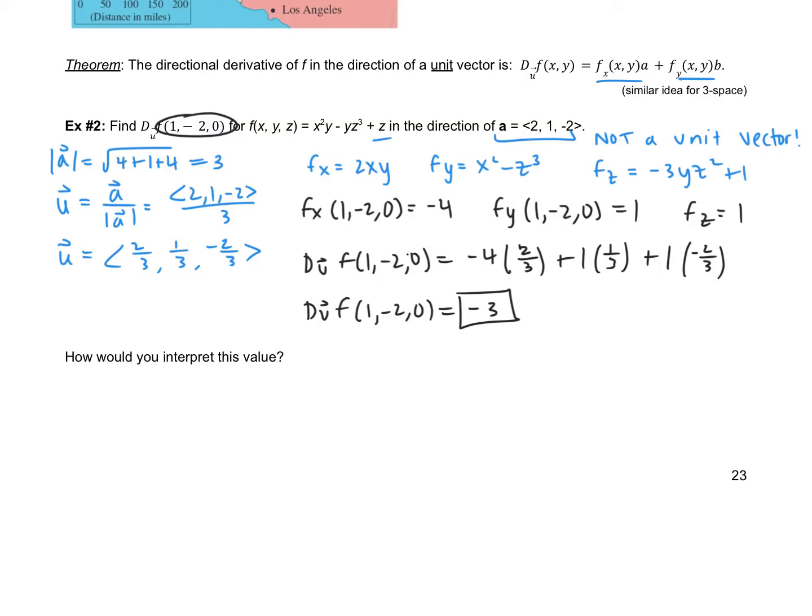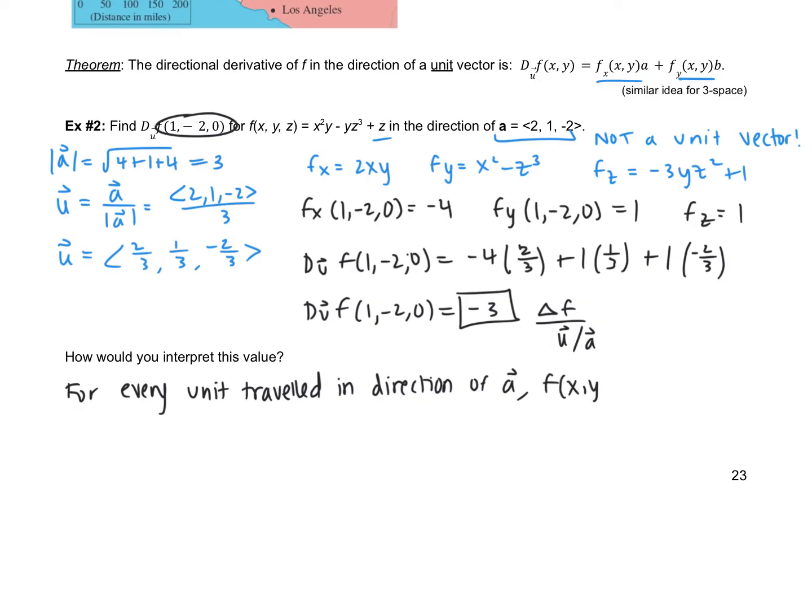Now, again, we need to know what this value means. So this is the change in f over u, or a. So for every unit traveled in the direction of our vector A, f of x, y, z decreases by 3 units.